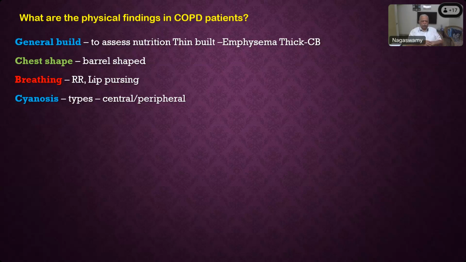Then what is the reason for this? How does cyanosis happen? The bluish discoloration appears in various parts of the body. What is the cause for this? Why should this bluish discoloration be seen?